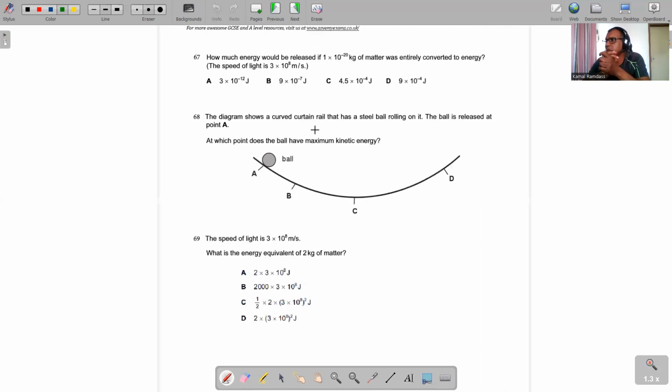How much energy would be released if 1 times 10 to the power minus 20 kg of matter is converted? Well, here we use E is equal to mc squared.